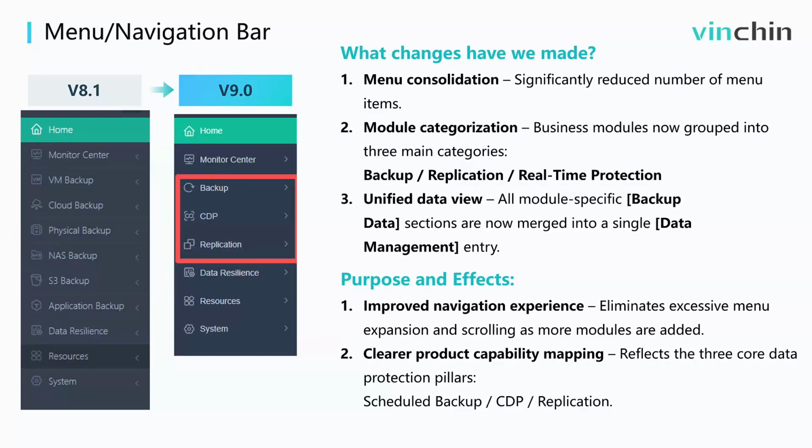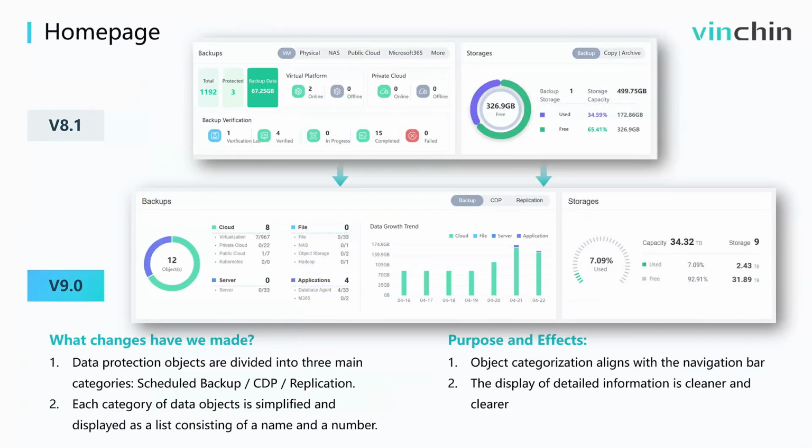And for the homepage, here are some modifications. The first, the data protection objects are divided into three main categories: the scheduled backup, the CDP, and replication. And second, each category of the data objects is simplified and displayed as a list consisting of the fields of the name and the number. The effects are the object categorization aligned with the navigation bar, and the display of detailed information is cleaner and clearer.